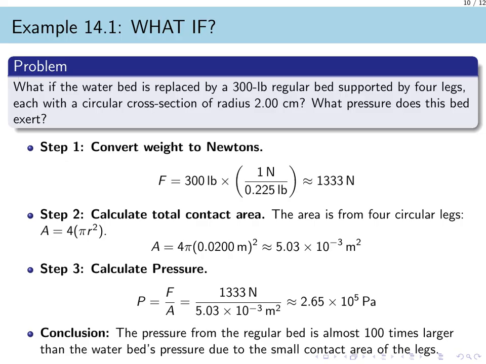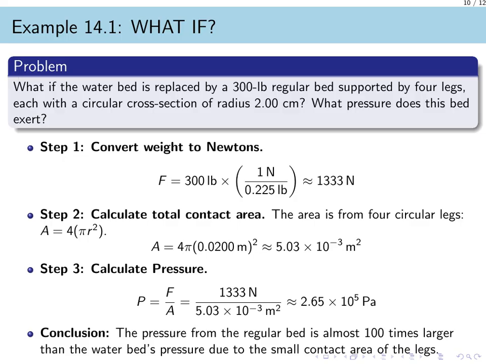Let us now consider a follow-up question that highlights the crucial role of area in the definition of pressure. What if we replace the heavy waterbed with a much lighter, 300-pound regular bed supported by 4 small legs? First, we find the force, which is the bed's weight. We convert 300 pounds into standard units, which is approximately 1333 newtons. Next, we calculate the total contact area.